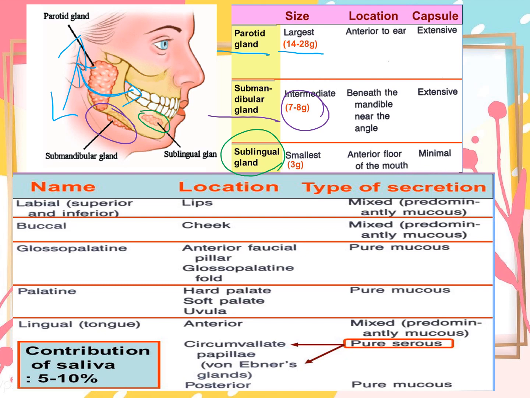Now coming to the minor salivary glands, as I said, they are named after the anatomical location. And all the salivary glands of small size, that is the minor salivary glands, have a mucous secretion predominantly, except the von Ebner's gland, which has a serous secretion. Now von Ebner's glands serve to wash out the trough of the papillae and make them prepared for the new stimulus.